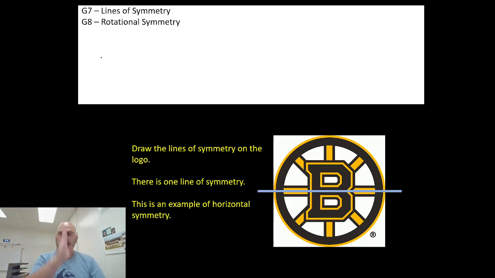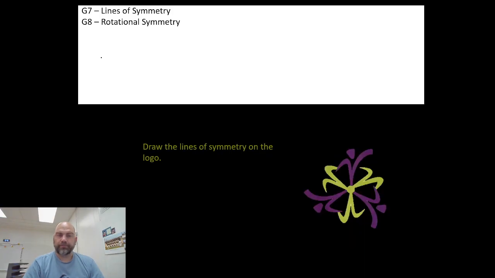We could have vertical lines, we could have horizontal lines. There could also be slanted lines as well, and we'll get into an example of that a little bit later. But these are two examples of lines of symmetry that we could have. These ones both have a single line of symmetry.